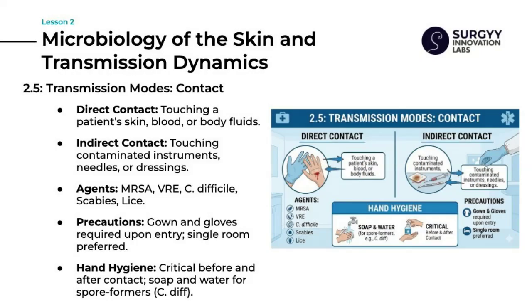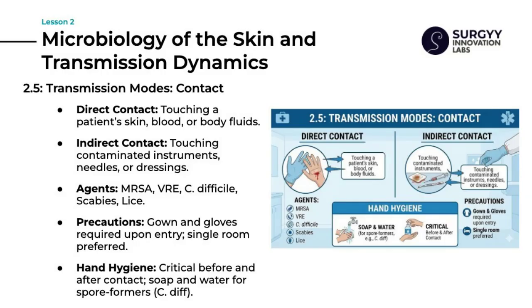Lesson 2.5 details transmission modes, specifically contact transmission. Direct contact involves the physical touching of a patient's skin, blood, or body fluids. Indirect contact refers to touching contaminated instruments, needles, or dressings. Common agents spread this way include MRSA, VRE, C. difficile, scabies, and lice. Specific precautions are necessary, requiring the use of a gown and gloves upon entry to the room, with a single room preferred for the patient.